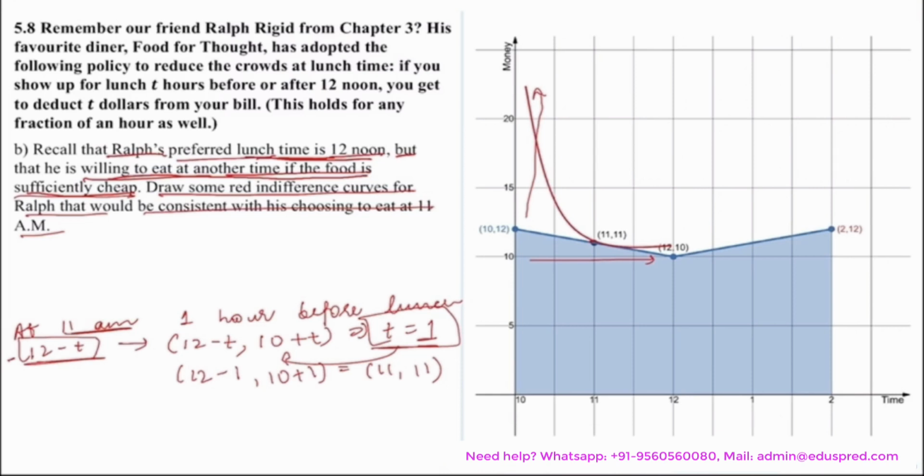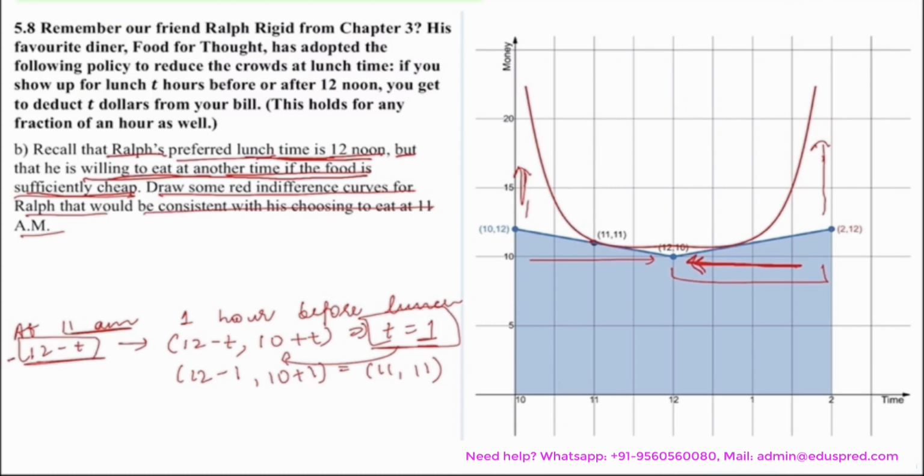Now, similarly, the same thing is happening after 12. After 12, again he prefers to eat closer to noon, so his preference direction changes in this direction. But also, he likes to have more money left with him after eating lunch. So this is his preference direction. The more the money, the higher the level of satisfaction. So, considering these two as his preference directions for this particular scenario, his indifference curve would look like this. This entire U is his final indifference curve.